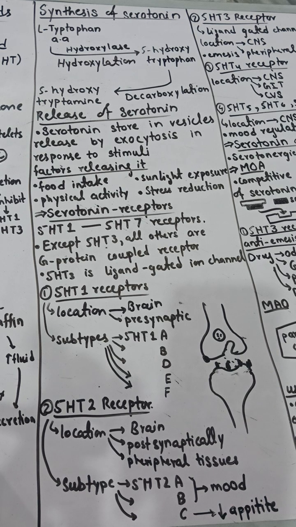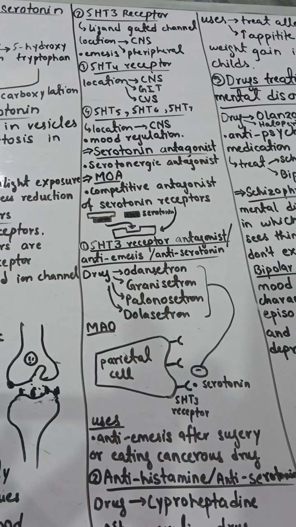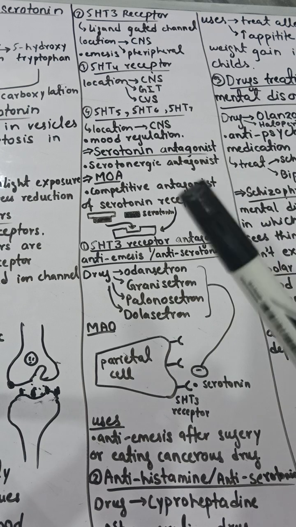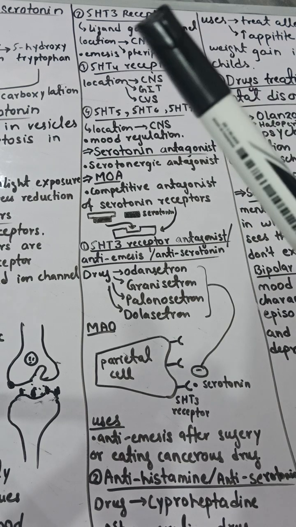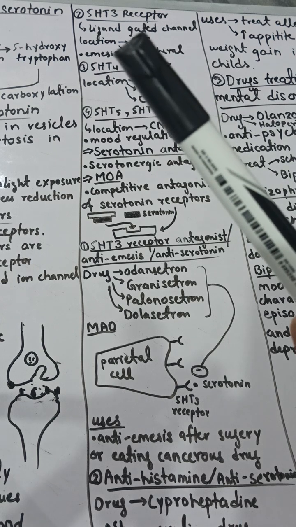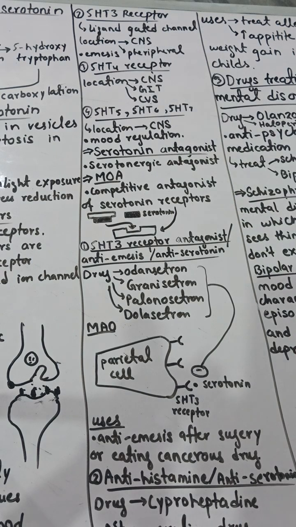Now move on to the next type of receptor. So now this is the next type of receptor, which is the 5-HT3 receptor. This is ligand gated. I have explained to you. It is present in the central nervous system and also in the peripheral, and it works in emesis. So it is causing you emesis by eating cancerous drug or after the surgery. So these receptors will be stimulated, and they will cause the emesis.